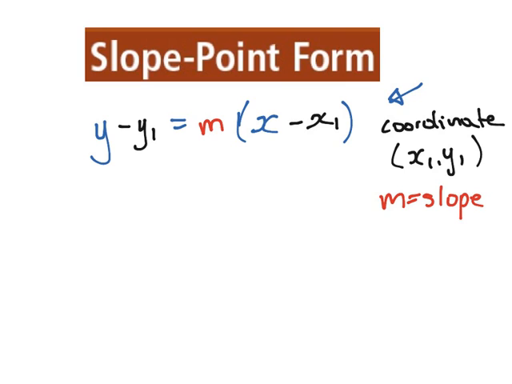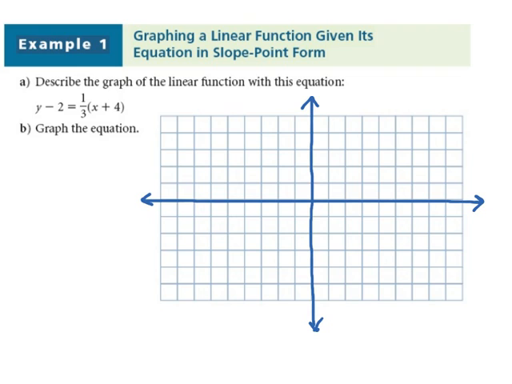For example, describe the graph of the linear function with this equation. y minus 2 equals 1/3 times the bracket x minus 4. Then we're going to graph the equation. The -2 and the 4 have a specific importance. They're the coordinates of a point on this line.